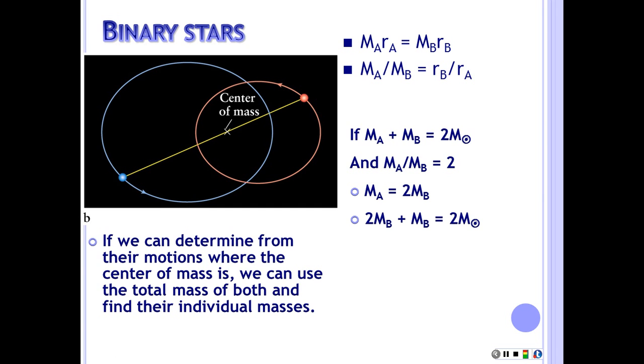And so we can then put MA in here as 2 MB. And so now we get that 3 MB equals 2 solar masses. So now we know what MB is in solar masses. And now we know what MA is in solar masses because MA is 2 MB. And so simply by observing these, we can work out what the masses of the mutual parts are.